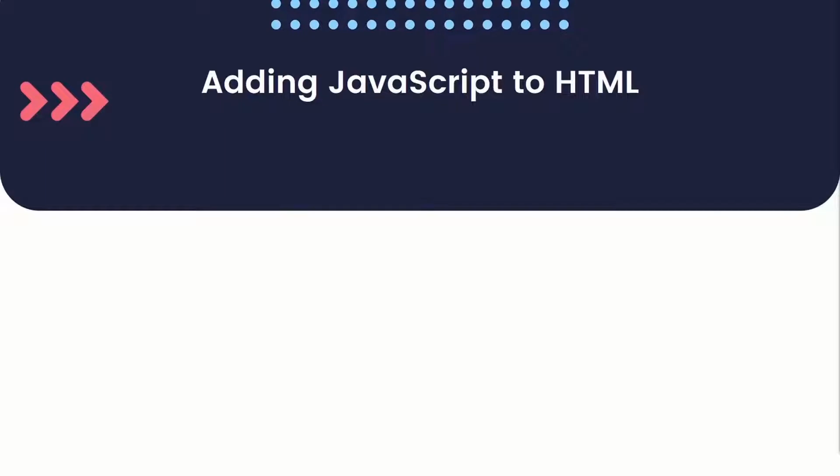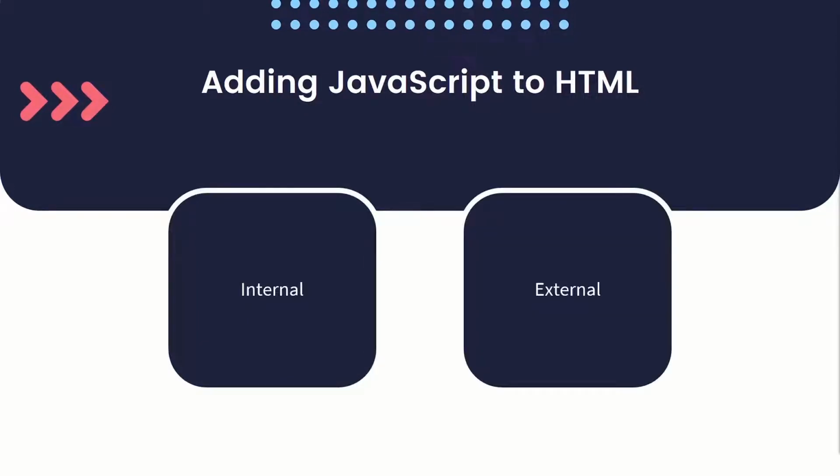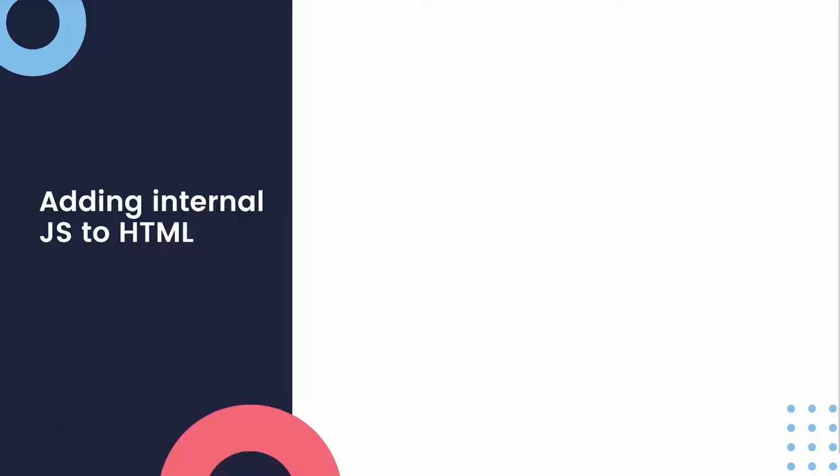Now, the first thing we have to take note of here is that when we add JavaScript to HTML, there are two approaches. We can either do this internally or we can do this externally. Much like in our previous lesson when we covered CSS, we could do the same. We could either style elements internally with our HTML document, or we could create a separate CSS document and style externally. Let's have a look at how we can add JavaScript internally to an HTML document.